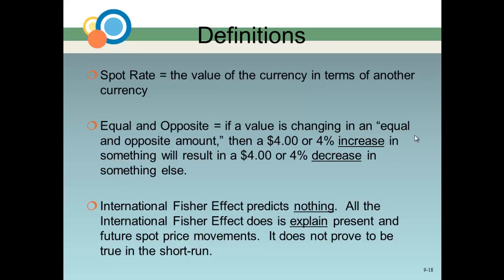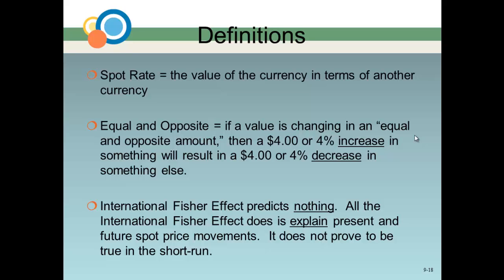Before we discuss the international Fisher effect, let's revisit some definitions. The spot rate is the value of the currency in terms of another currency. We will also use the phrase equal and opposite, so consider that a value itself is changing in an equal and opposite amount. As an example, a 4% increase in something will result in a 4% decrease in something else. And that is what we mean by equal and opposite.